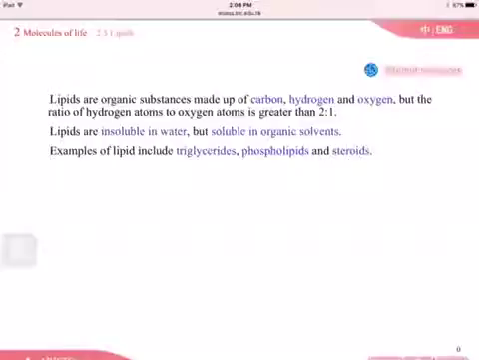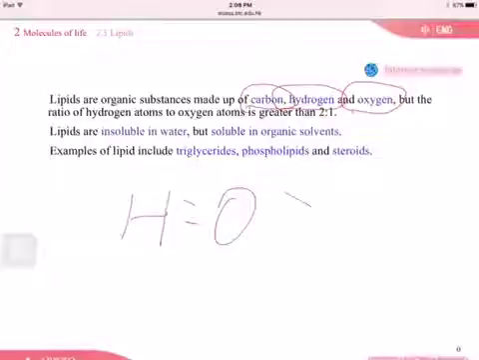Firstly, similar to carbohydrates, lipids are also made up of carbon, hydrogen, and oxygen. However, the hydrogen to oxygen ratio is bigger than 2 to 1. This is the difference from carbohydrates.